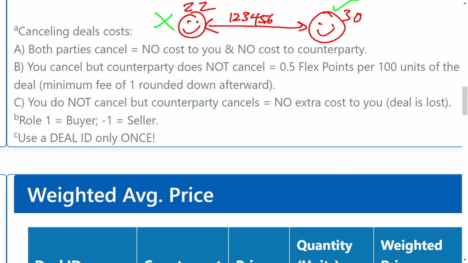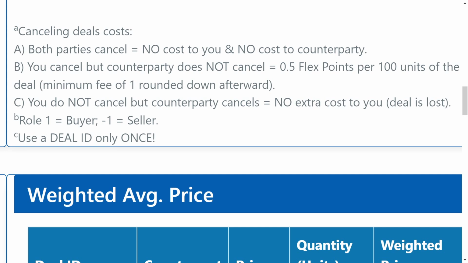Okay, so what can we do? Well, we can send the cancel, and that will be this kind of case where you cancel, but the other side does not cancel. Okay, in the real business world, this often does happen. One side drops out of a deal, and what do we end up with? Well, we end up with the deal is kind of over anyway because one side refuses to continue the deal. So we end up with a situation where one side got what they want and one side is not getting what they want.